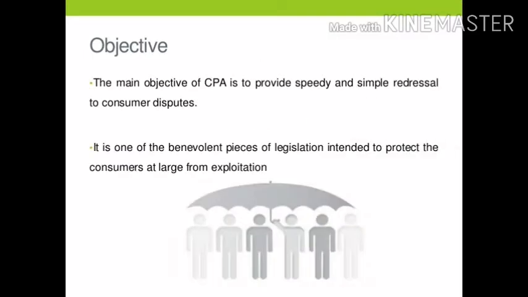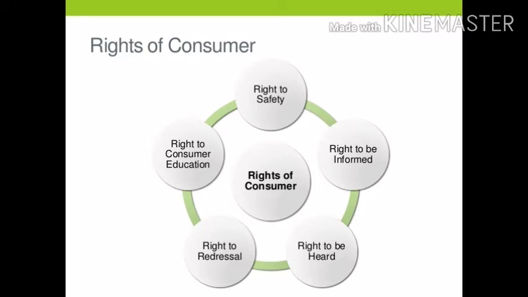Next is the objective. The main objective of Consumer Protection Act is to provide speedy and simple redressal to consumer disputes. It is one of the benevolent pieces of legislation intended to protect the consumer at large from exploitation. We will go through the various consumer rights. First is right to safety, right to be informed, right to be heard, right to redressal, and right to consumer education. So in total there are 6 consumer rights.